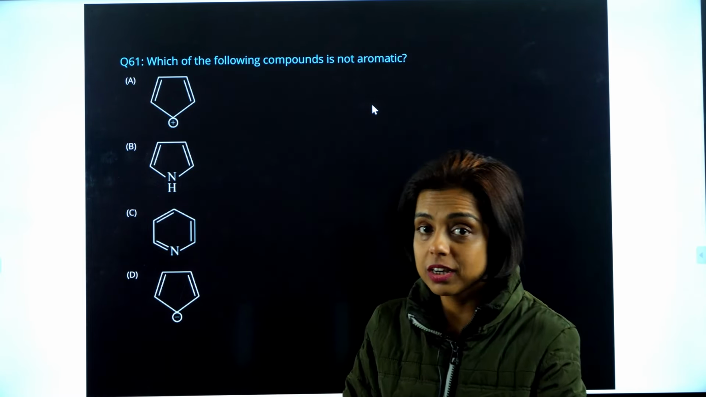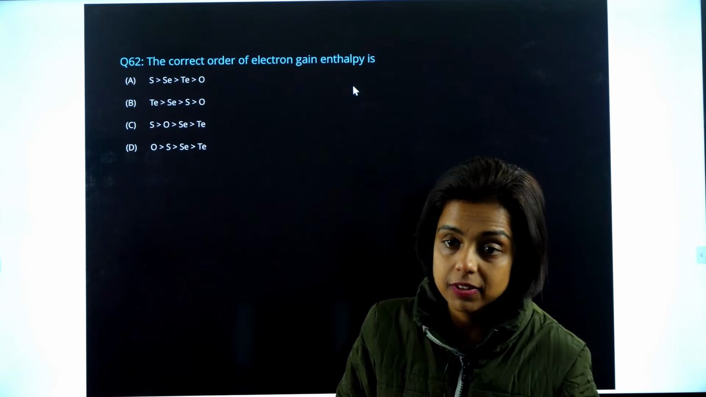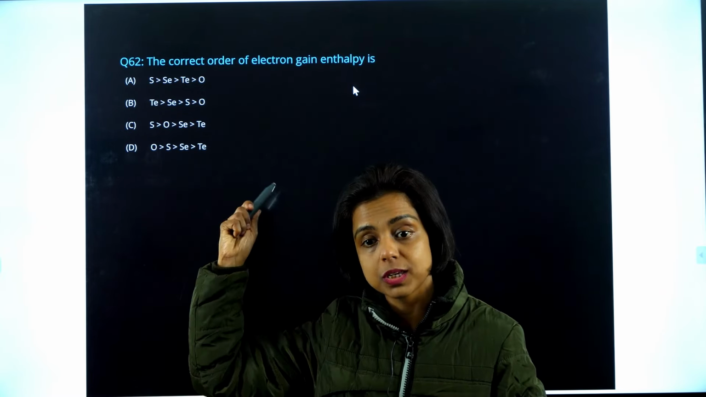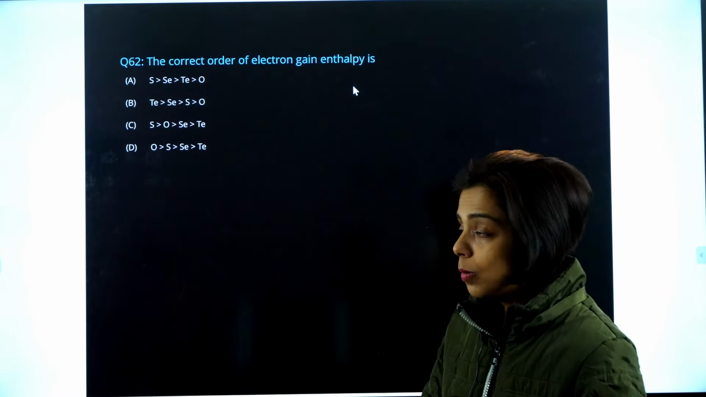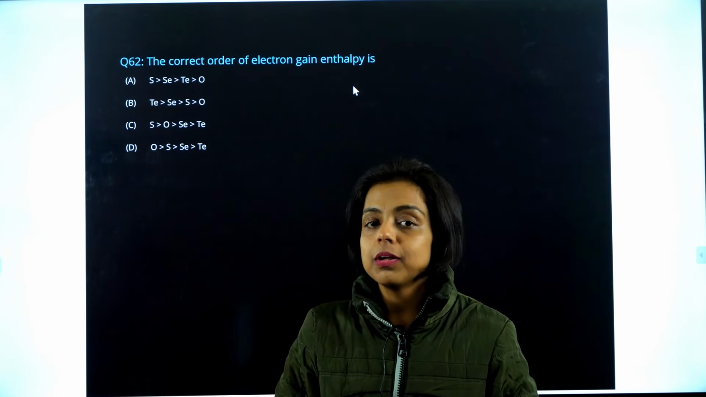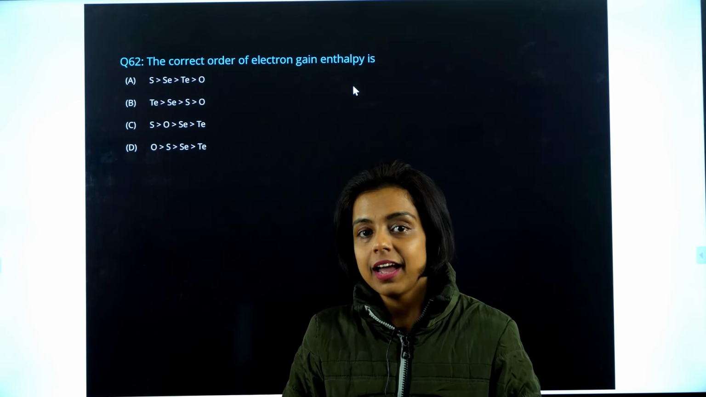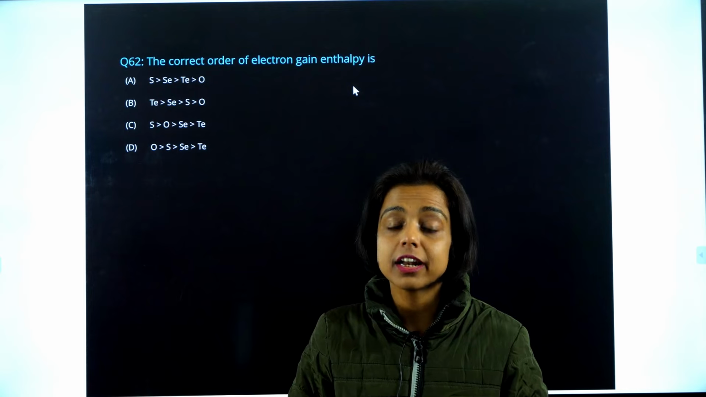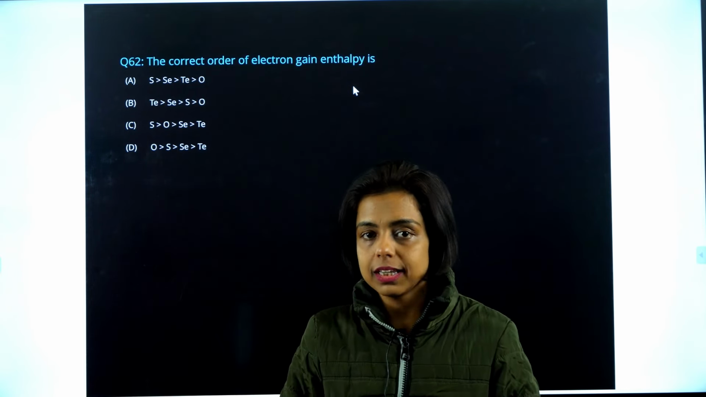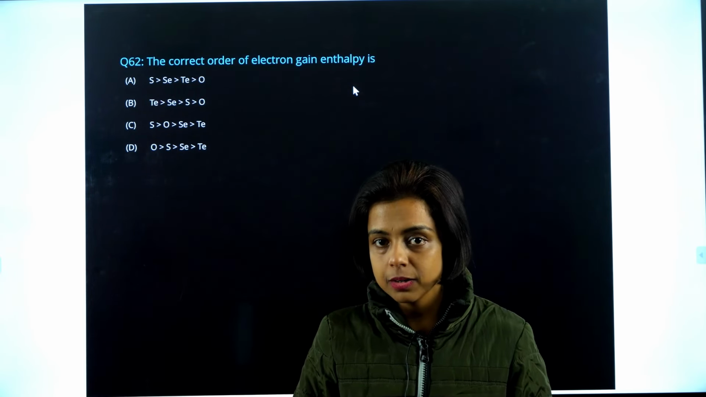Next, the correct order of electron gain enthalpy. If you have studied periodic classification of elements, I am sure you must have done the exceptional cases, and in NCERT itself the table is given regarding the electron gain enthalpies of group 16, 17. Oxygen being small in size, adding an extra electron can lead to interelectronic repulsion and oxygen can become less stable, right?